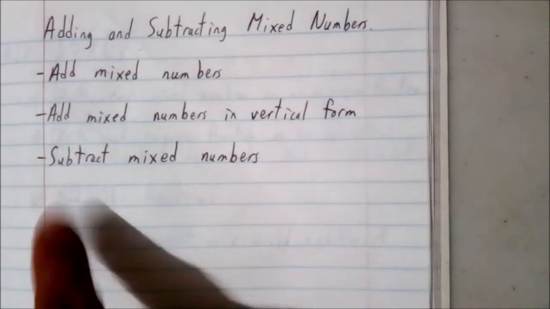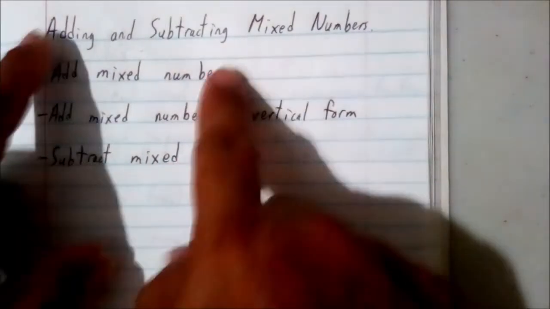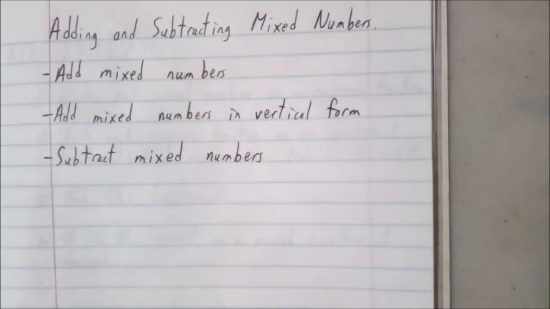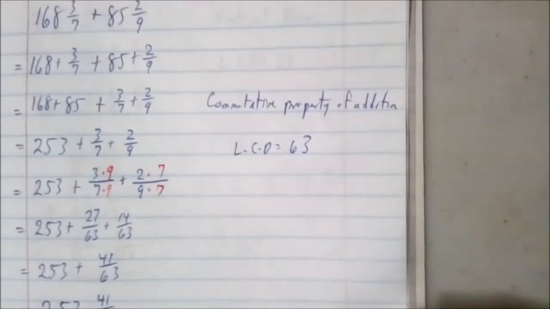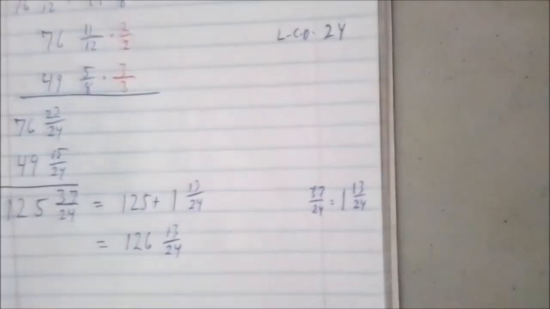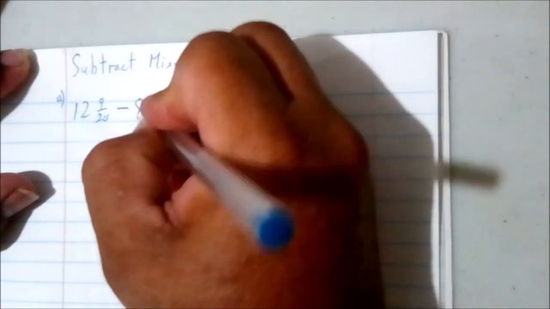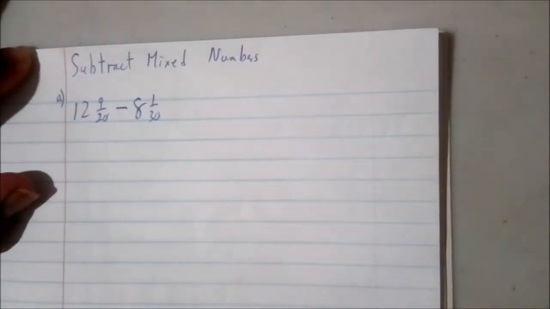This part of our topic will be subtracting mixed numbers, because that's our last part for adding and subtracting mixed numbers. So to subtract mixed numbers, let's take a few examples, as we have seen how to add them. Consider that we have 12 9/20 minus 8 1/30. So we'll be working with that.